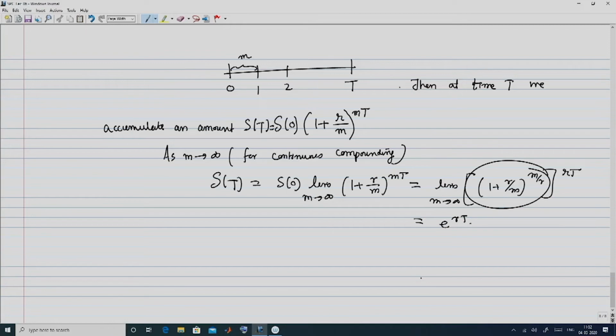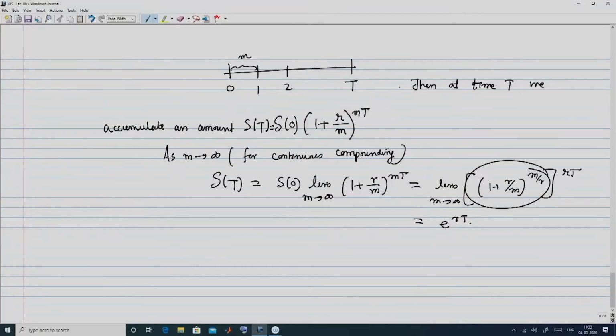Now, here I took t to be some fixed number of years, but it is true in general for any other time point. So, that means that if r is the interest rate, and you start off with an amount of S0, then at time small t, your S of t is going to be S naught into e raised to r of small t.